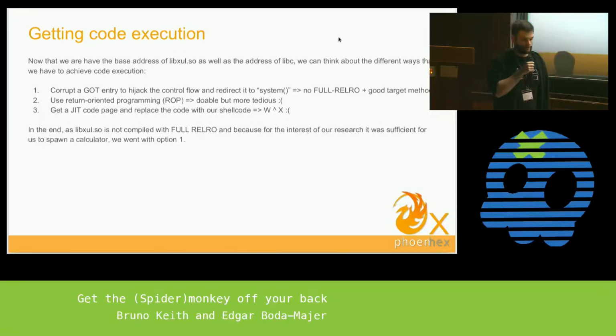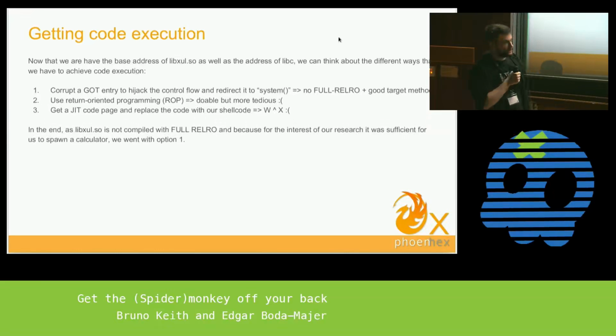So the last thing for us to do now is get code execution. We can think about the different ways that we have. The first one is pretty standard, if you play CTF, that's kind of bread and butter. You corrupt a GOT entry to redirect the control flow of a certain function to system. System in libc, for those who are not familiar, just executes the string that you pass inside the shell, so you can run shell commands with that.